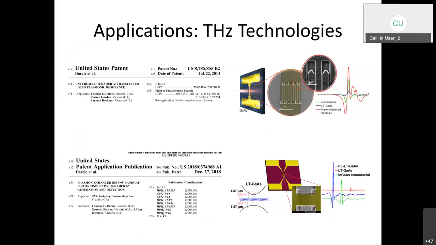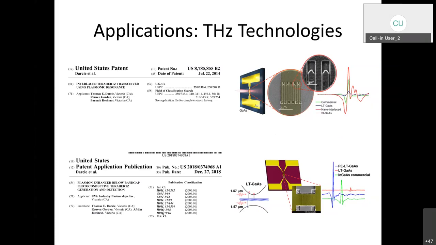So we've been exploring these terahertz fields. Terahertz is 1,000 gigahertz. So it's where radio frequency information technologies are going into the terahertz regime. It's kind of at the limit of what you can do with electronics, but it's also beyond what you can do with infrared types of technology.